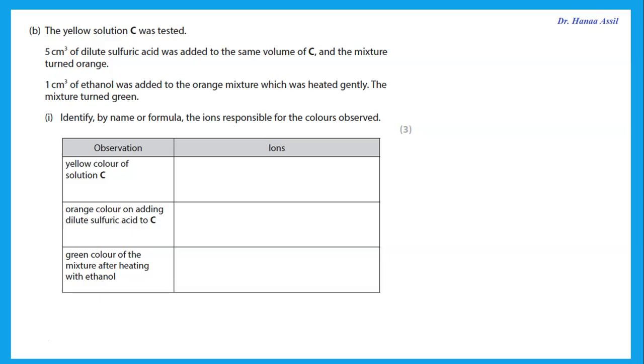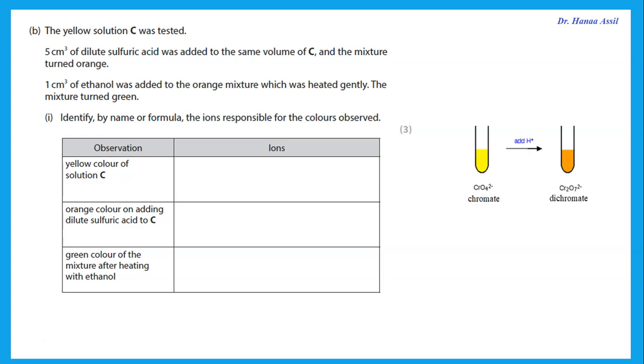The yellow solution C was tested. So we already had, at the beginning, we said the solution was green because we had something blue and something yellow. So now we're talking about the yellow one. 5 cm³ of dilute sulfuric acid was added to the same volume of C, and the mixture turned orange. Now, yellow, we added acid to it, it became orange, and then when we add 1 cm³ of ethanol to the orange mixture, heat gently, the mixture turned green.